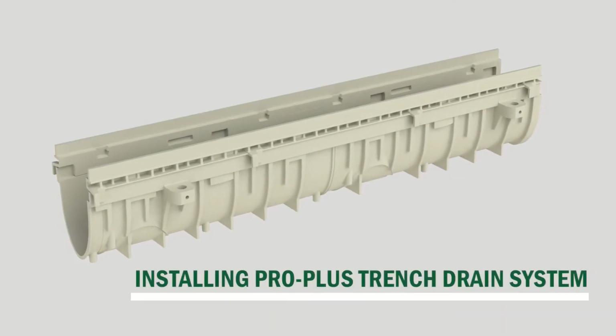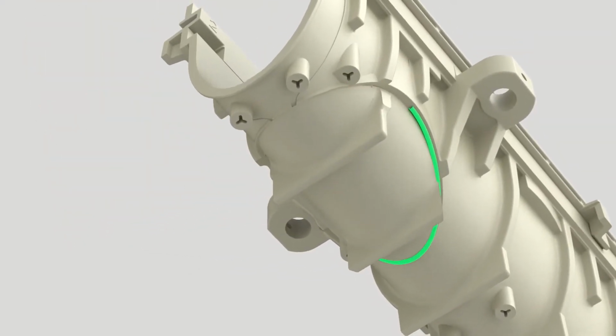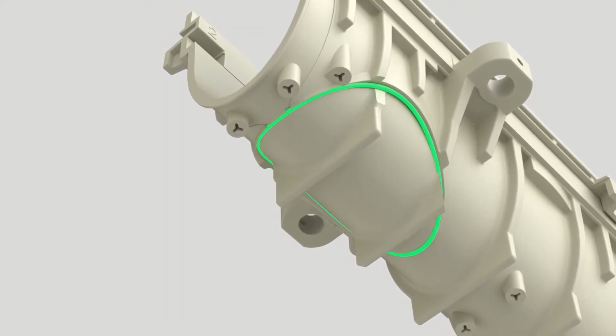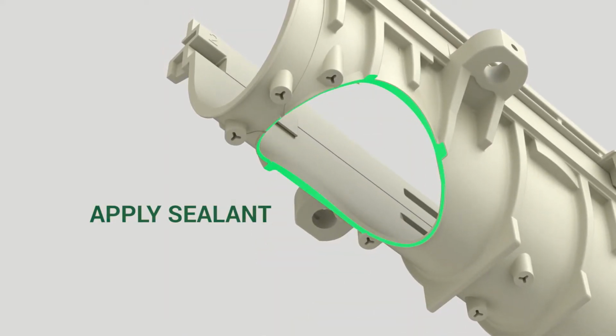For installations with a bottom outlet, cut out the opening on the channel with a rotary tool and screw on the bottom outlet connector to the channel. Apply sealant on the groove prior to connecting.